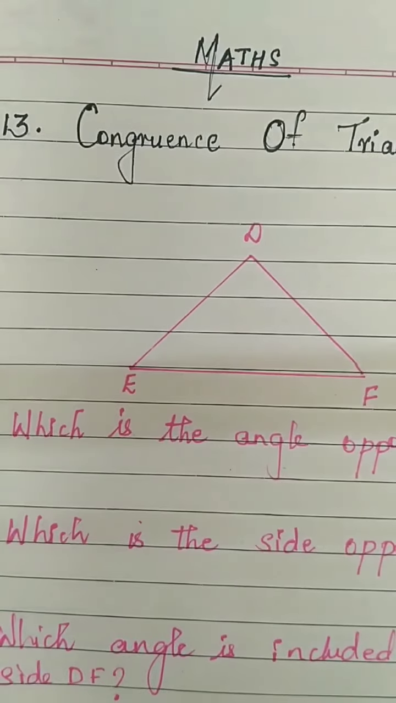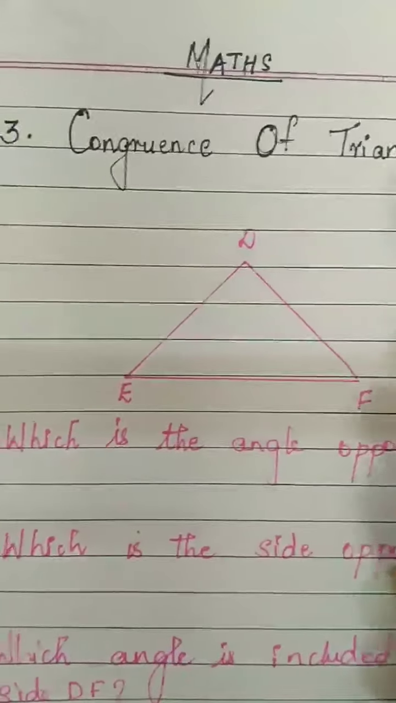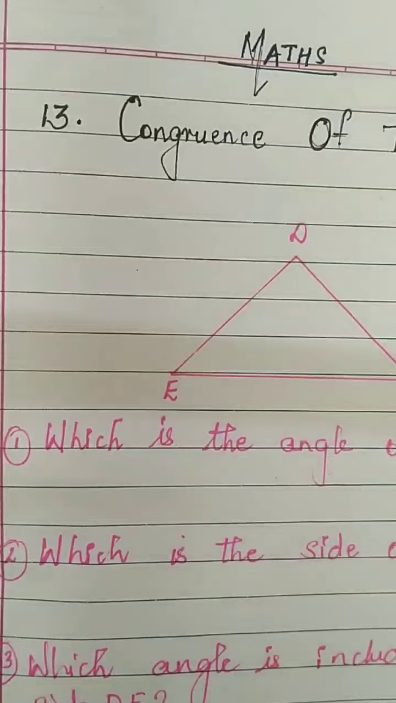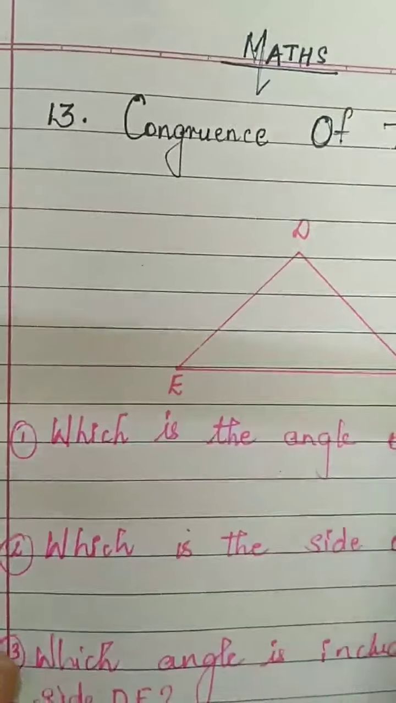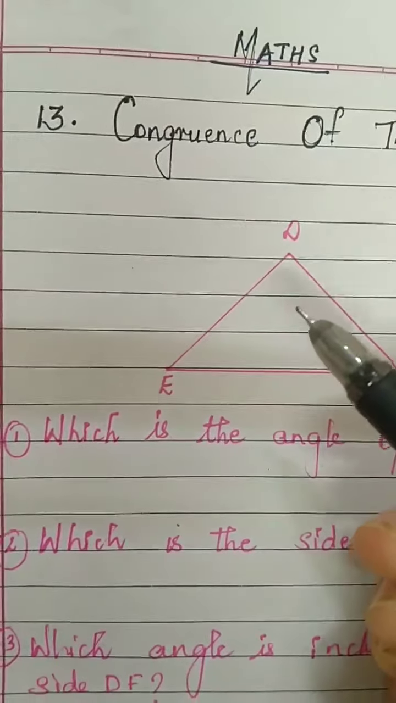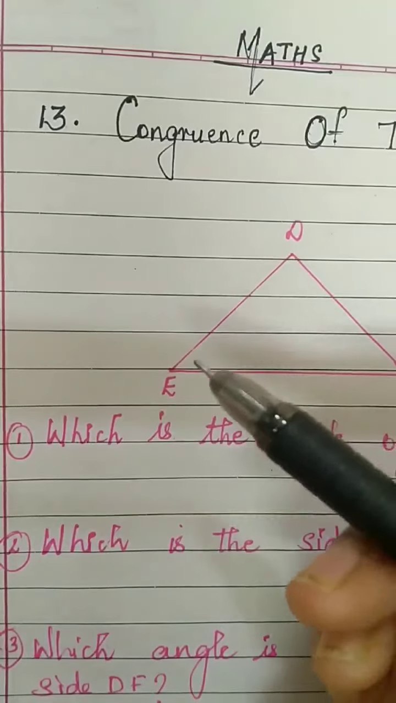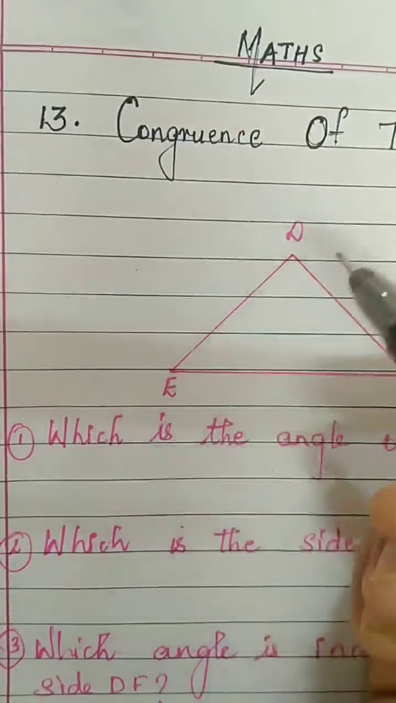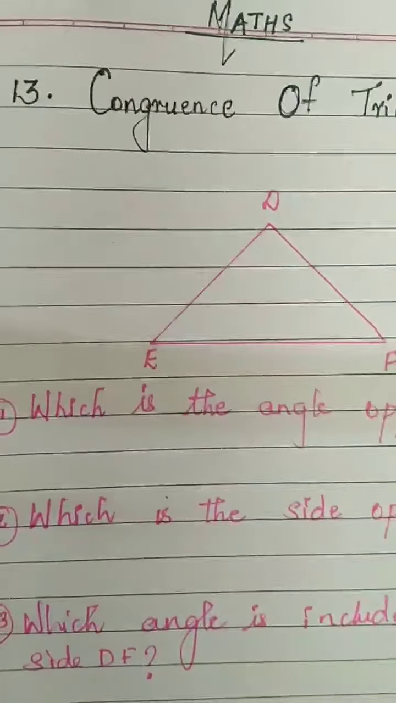Now we have learnt function of triangles. Let us start with a new chapter. Chapter number 13, congruence of triangles, to decide how two triangles can be proved congruent. Before we get into that, let us first try to answer these questions.